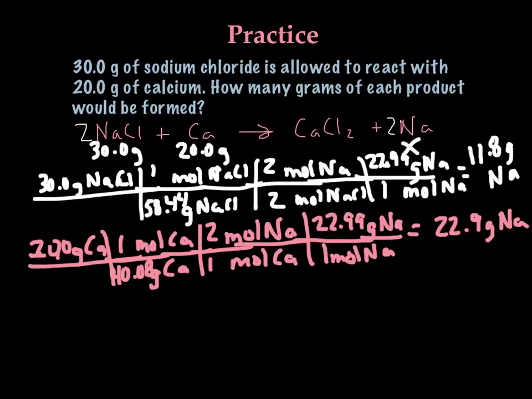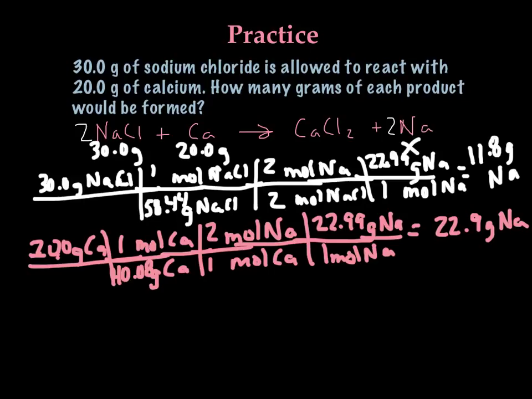Now I've got to look at my answers. What my answers are saying are, if all 30 grams of this reacted, I could make up to 11.8 grams of this. If all 20 grams of this reacted, I can make up to 22.9 grams of this. So you see, once I make my 11.8 grams, I'm going to be out of NaCl, and this reaction is going to stop. That makes NaCl my limiting reactant.